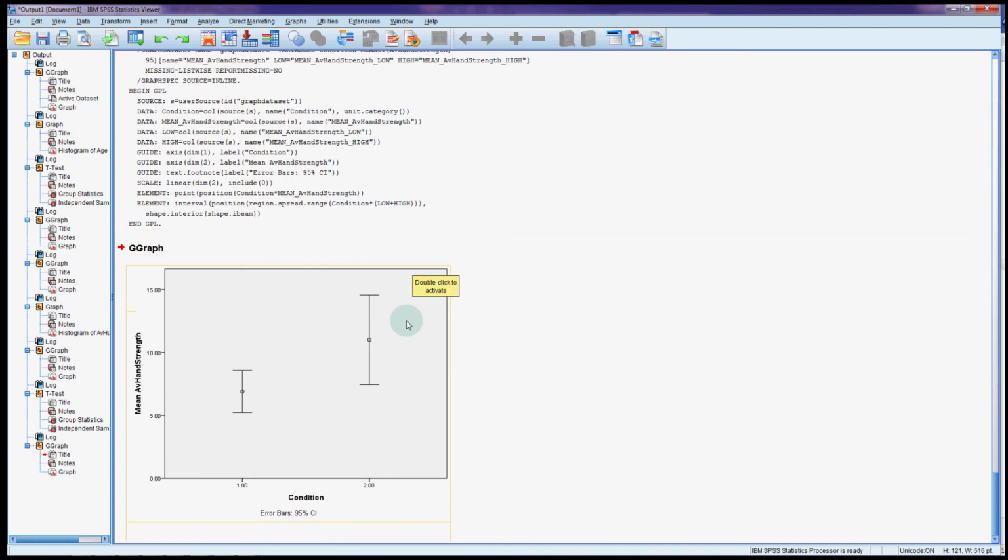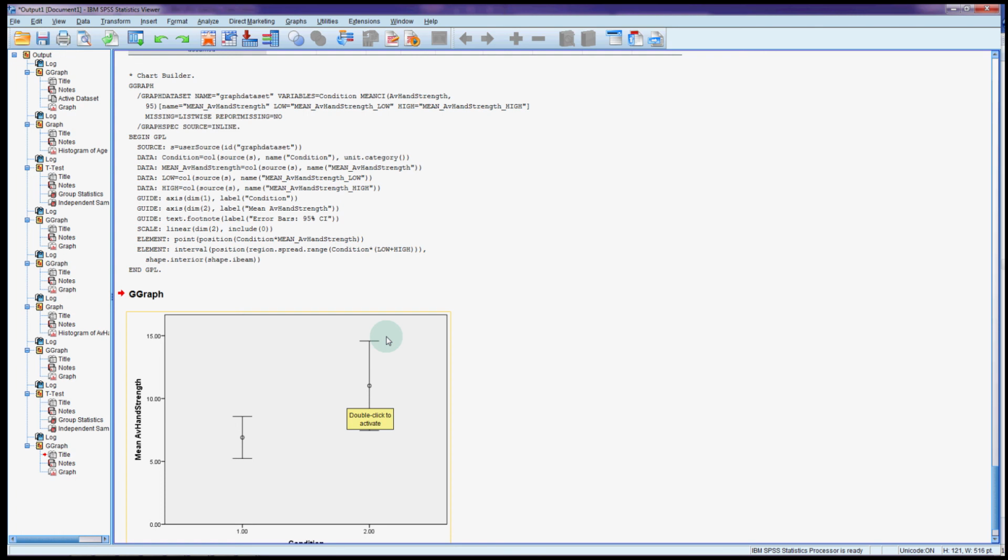And of course, I would change the colour on that graph if I was actually going to use it in a report.